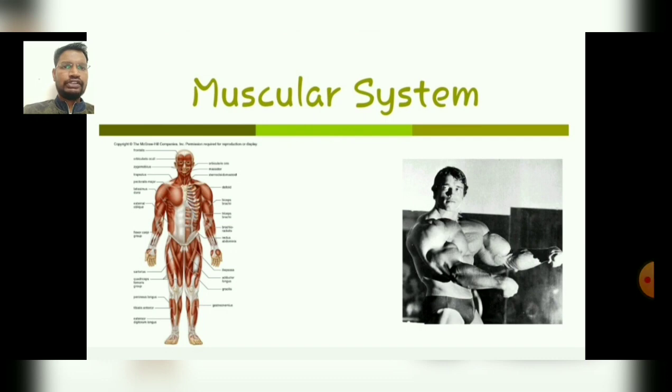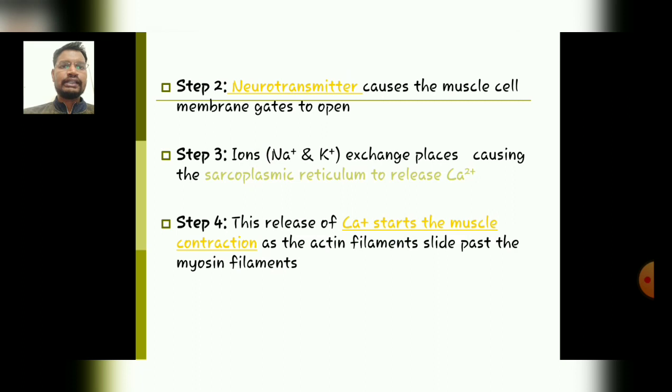So we are continuing our topic, that is the muscular system. Step 2 involves the neurotransmitter which causes the muscle cell membrane gates to open, as step 3 involves the ionic exchanges which take place and mainly cause the sarcoplasmic reticulum to release the calcium ions. And the last step involves the release of the calcium ions which starts the muscle contraction as the actin filaments slide past the myosin filaments.